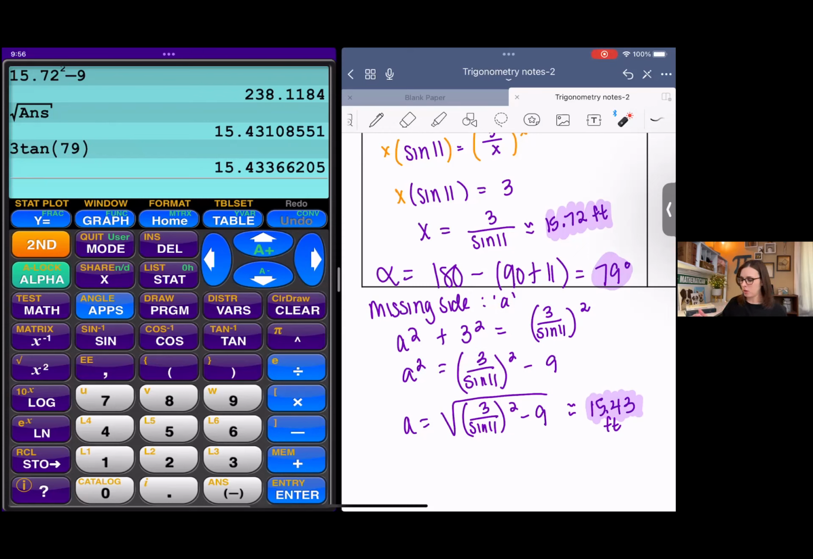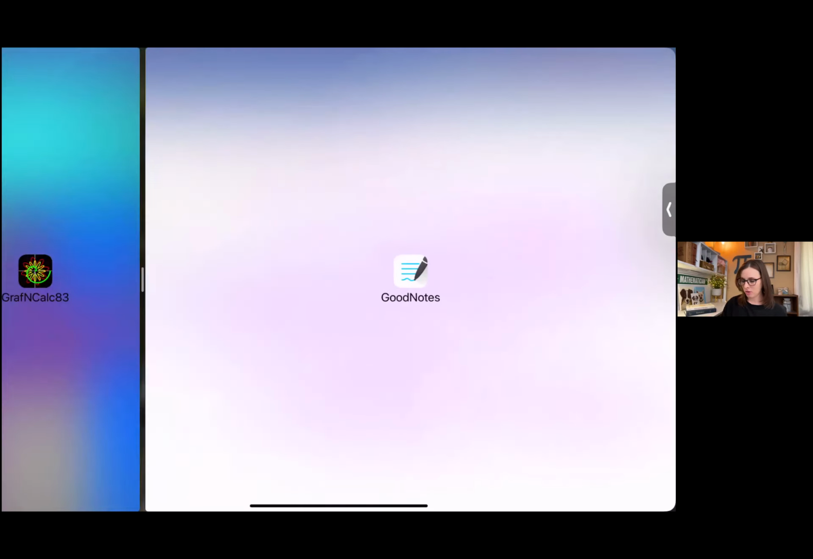But if you're super paranoid like I am, then you can just go ahead and use the exact solution there, and then make sure you take the square root as your last step, and you get 15.43 feet for the third missing side. So that's how you solve that right triangle.